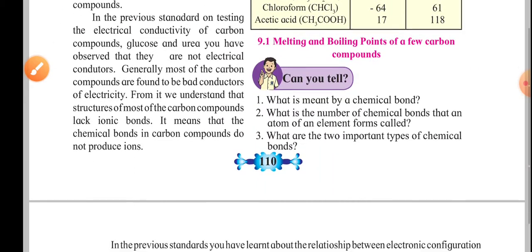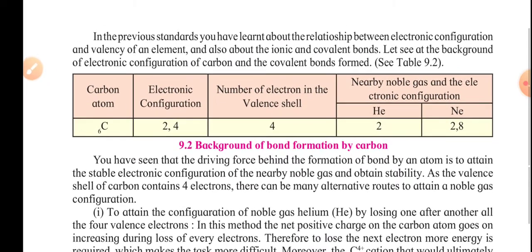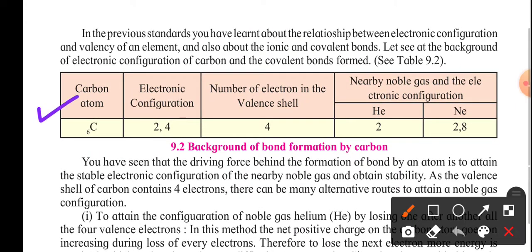Here, when we talk about carbon, they have given the basic information. The carbon atom, C6, has electronic configuration 2, 4, and the number of electrons in the valence shell is just 4, near to the noble gas electronic configurations. Helium and neon are both near to it. Helium has electronic configuration 2 and neon has 2, 8.